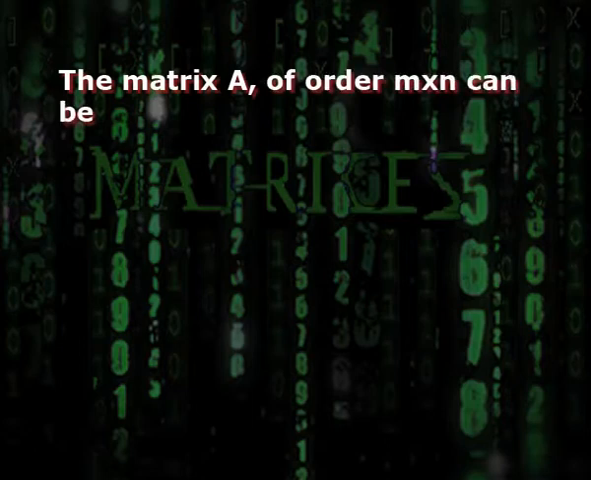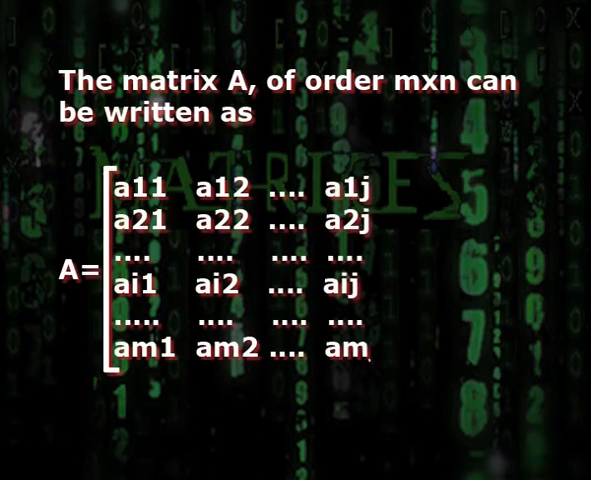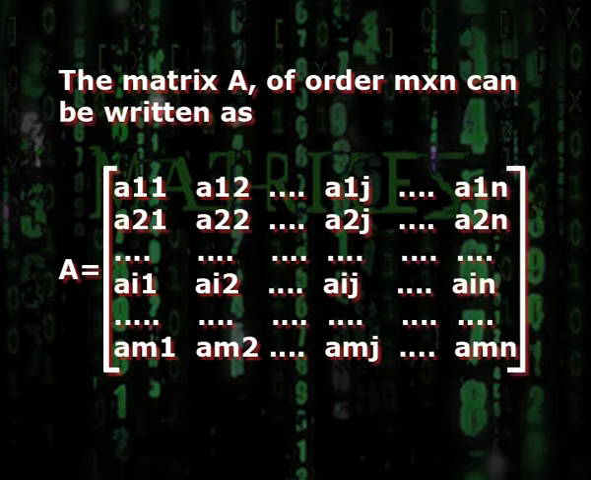In general, a matrix is denoted by capital letters such as A, B, C, etc. And the numbers forming a matrix are called its elements, and they are denoted by small letters like a, b, c, etc. The matrix A of order m by n can be written as A equals, where aij stands for an element of a matrix which is in its ith row at jth position.